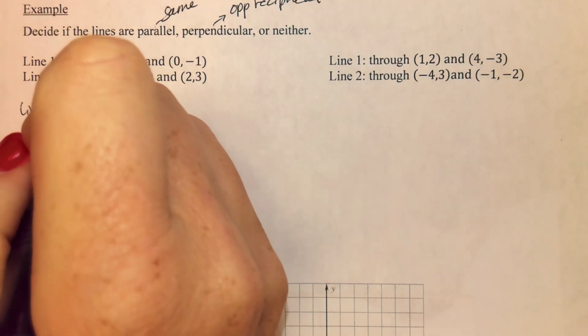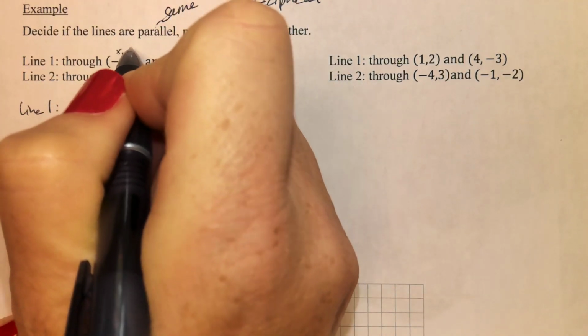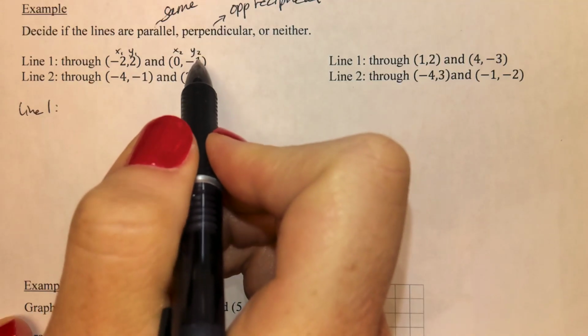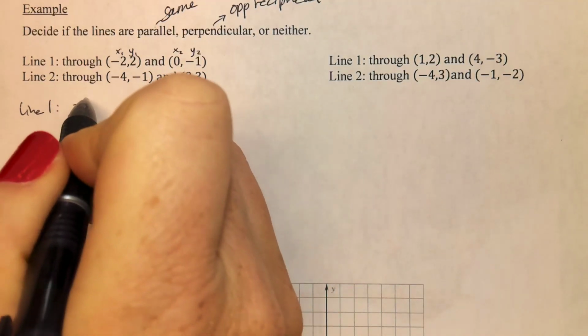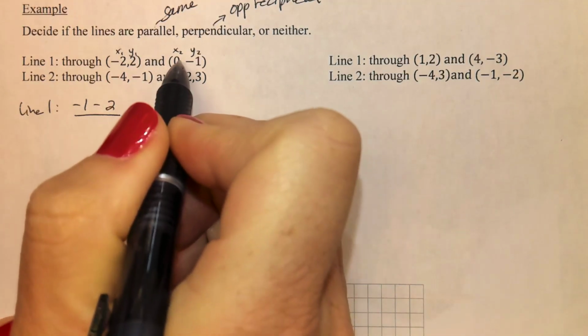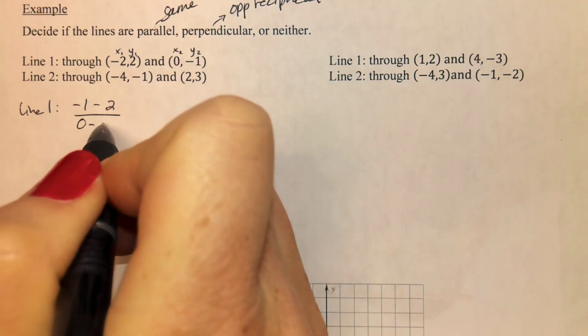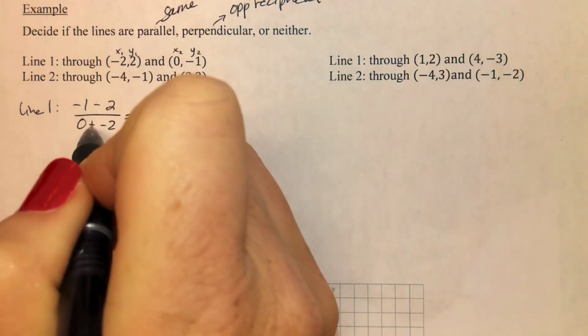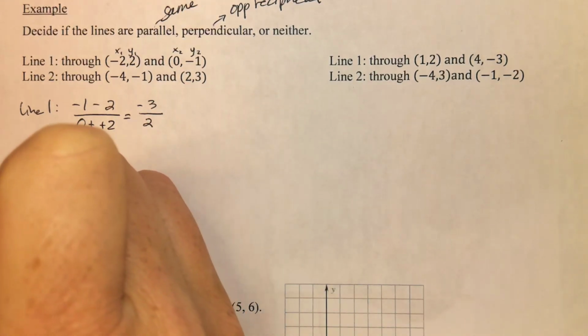I'm going to do line 1 right here. I'll do x1, y1, x2, y2. So we'll just do some subtraction. So -1 minus 2, and then 0 minus -2. So on top I've got -3, and then on the bottom I've got 2.